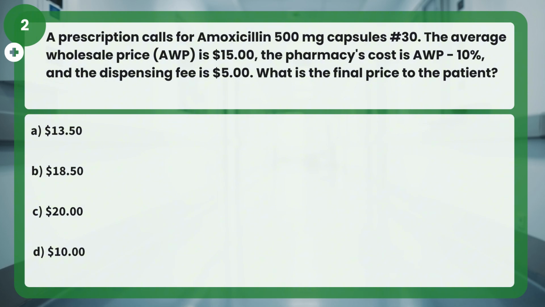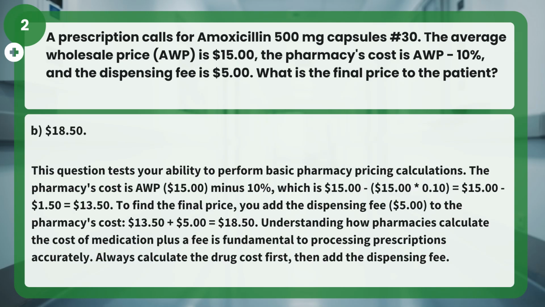A. $13.50. B. $18.50. C. $20.00. D. $10.00. Answer: B. $18.50. This question tests your ability to perform basic pharmacy pricing calculations.